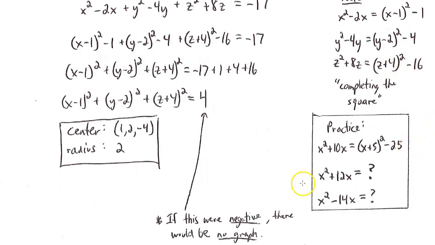So just as some practice, try some of these. Like x squared plus 10x is the same thing as x plus 5 squared minus 25. In fact, work that out and see if that's really true. Now try these on your own. What would x squared plus 12x be equal to? And what would x squared minus 14x be equal to?